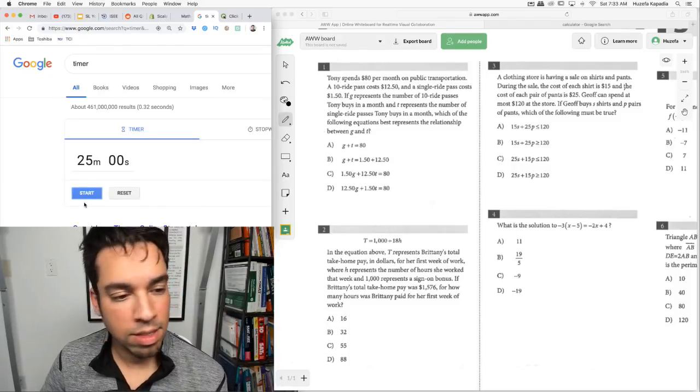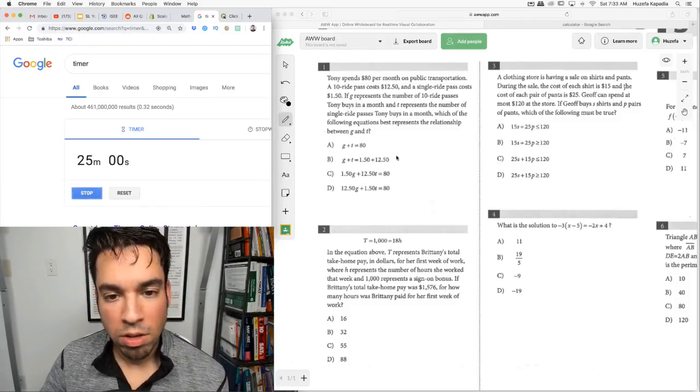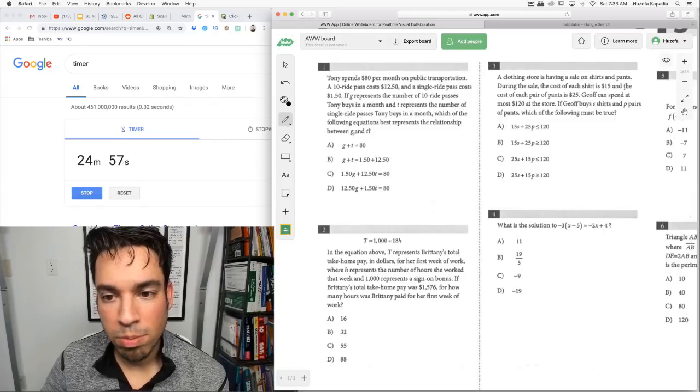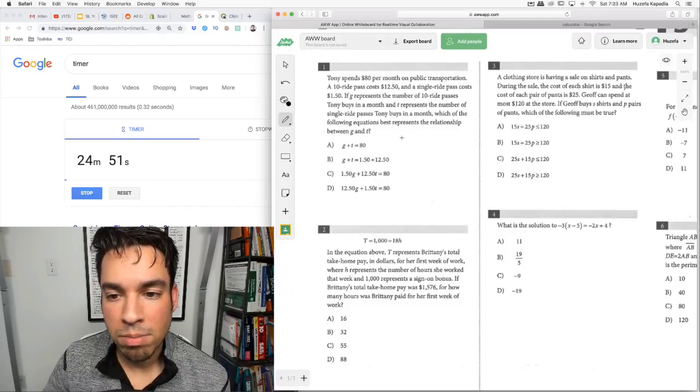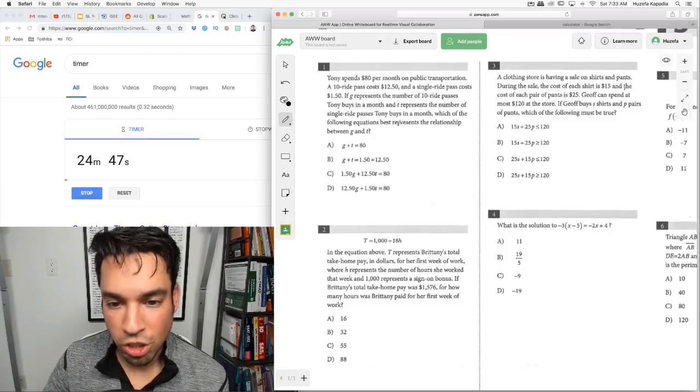Ready, set, begin. Okay, Tony spends $80 per month on public transportation. A 10 ride pass costs $12.50. A single ride costs $1.50. If G represents the number of 10 ride passes he buys in a month, and T represents the number of single rides, which of the following equations best represents the relationship between G and T?